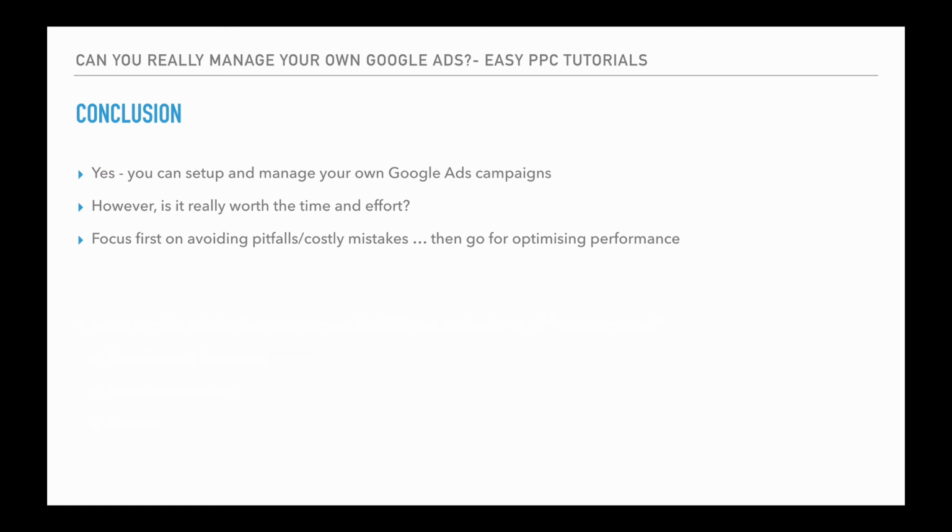If you are going to manage it yourself, focus first on avoiding pitfalls and costly mistakes. Then once you've got your house in order, you can look at optimizing for performance, and I'll do more videos on that. Start small and scale up. If you've got a $500 a month budget, you don't have to spend it all in one go. Start small, see what the impact is. Is it working? Look at things like your search terms that are coming through, conversions, all that kind of stuff. Is this traffic turning into sales? Scale up from there. Always be learning and developing your knowledge.